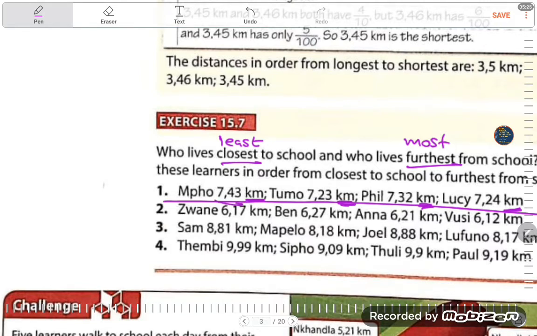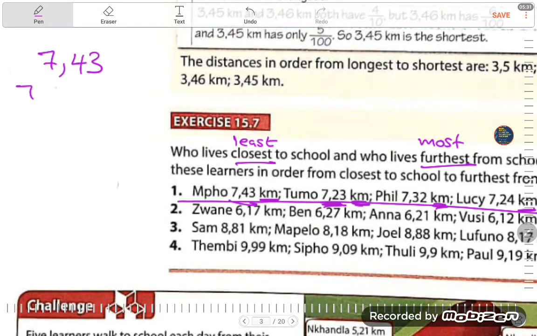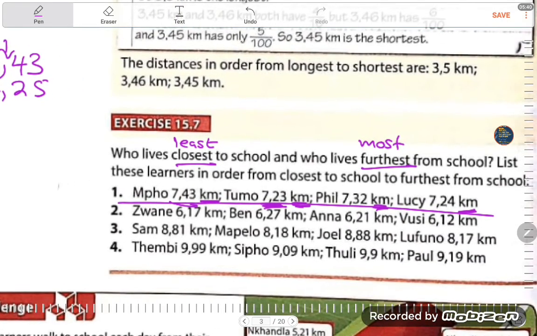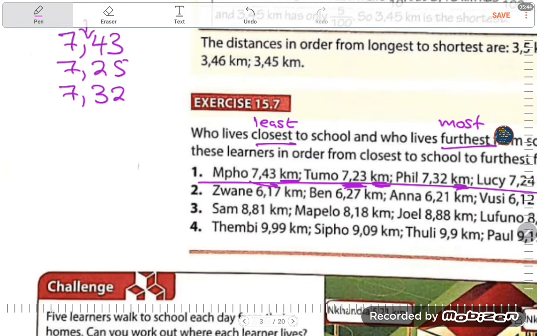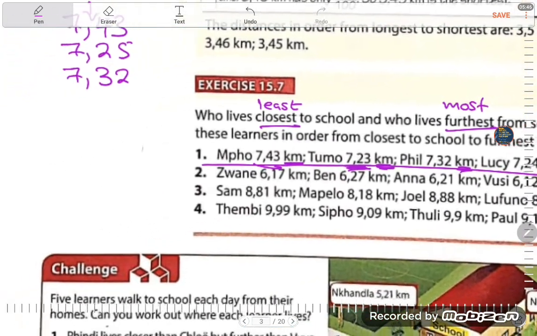So this is 7,43, all right? And then the next one is 7,23. I need the commas to be in a straight line. The next one is 7,32. Then the last one is 7,24.